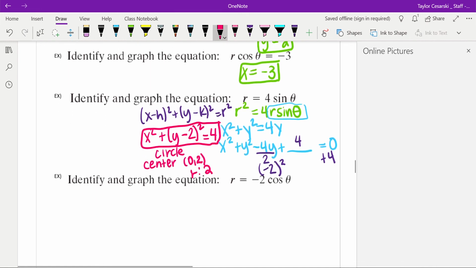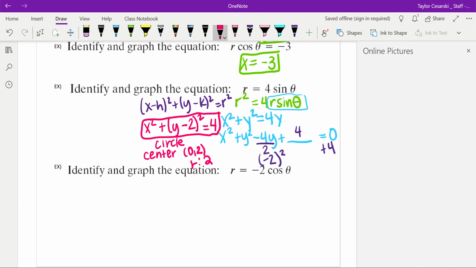So we're going to do one more just like that, and then we're going to go back and solve for r in all of these, and I'll tell you how to put them in your calculator. All right, so this one right here. Again, I don't have r cosine theta, so I need to multiply both sides by r. So over here, r squared is x squared plus y squared, and then r cosine theta is -2x.